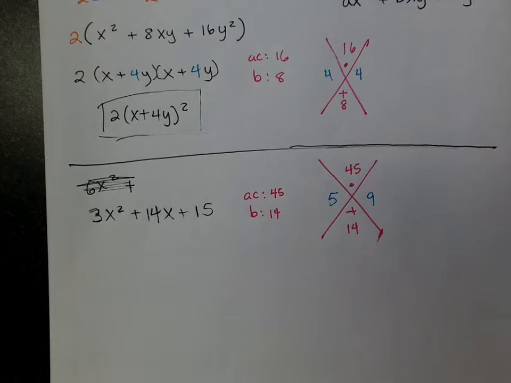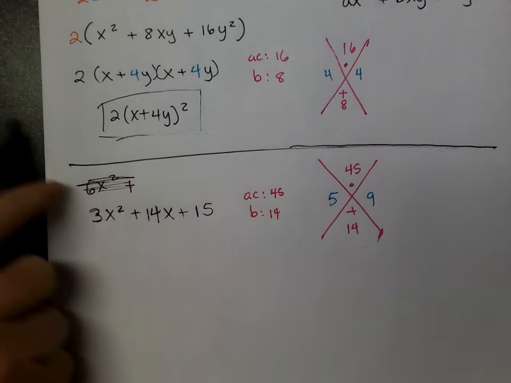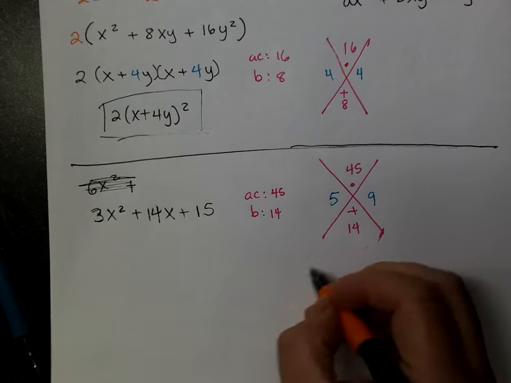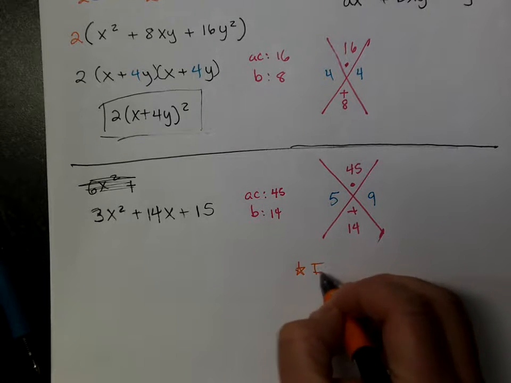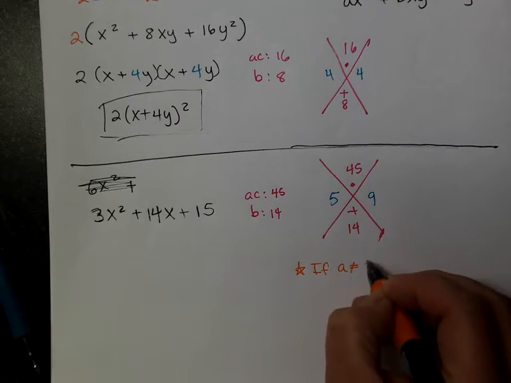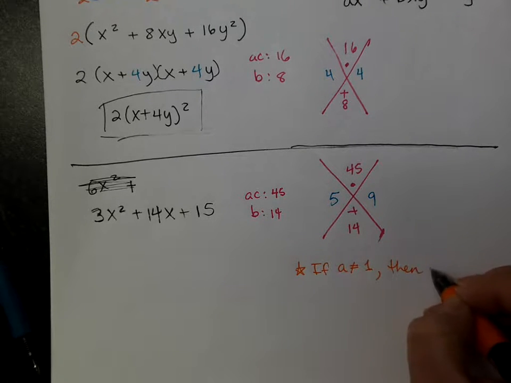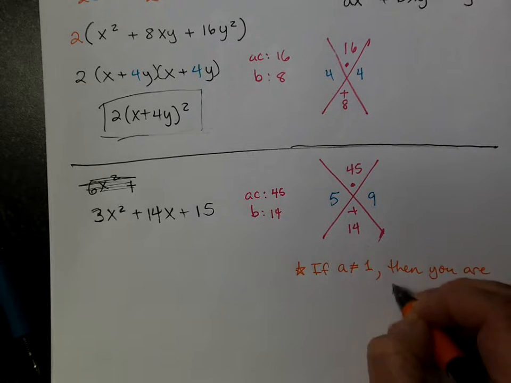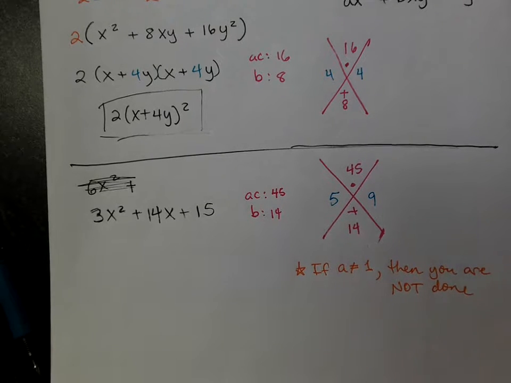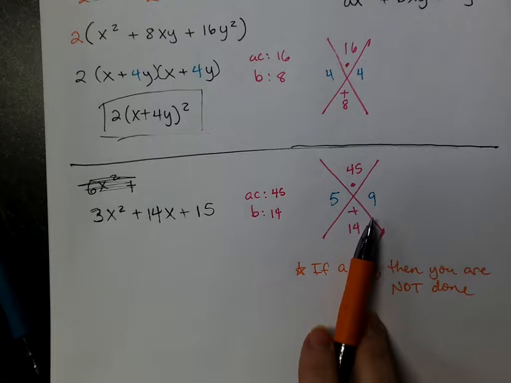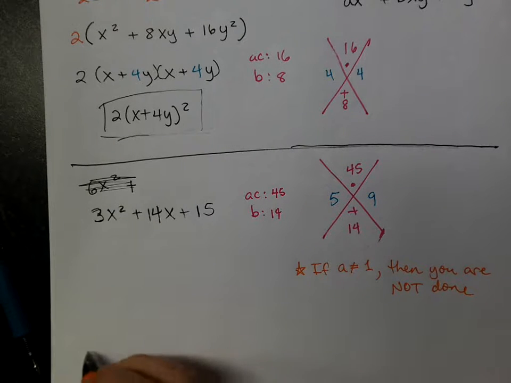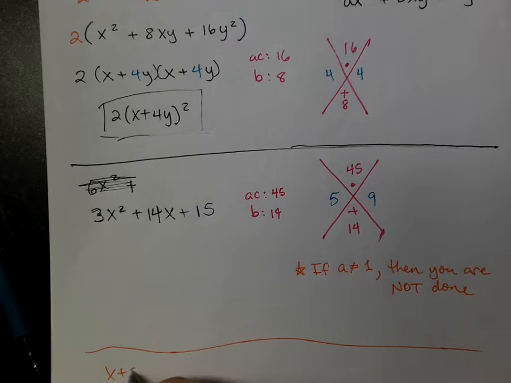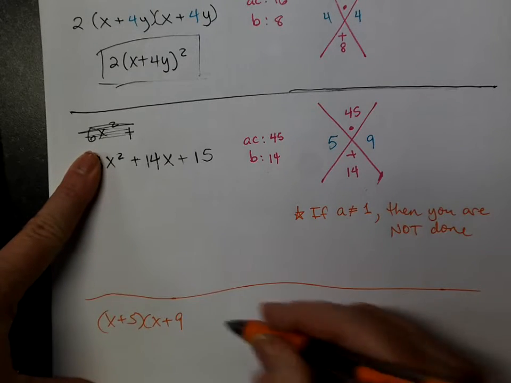Now, here's the thing. So hold that thought. If A is not 1, then you are not done. All right. If A is not 1, you are not done. This is not equal to x plus 5 times x plus 9. If A were equal to 1, sure, it would be. You'd be done. Those are your magic numbers. Plug them in.